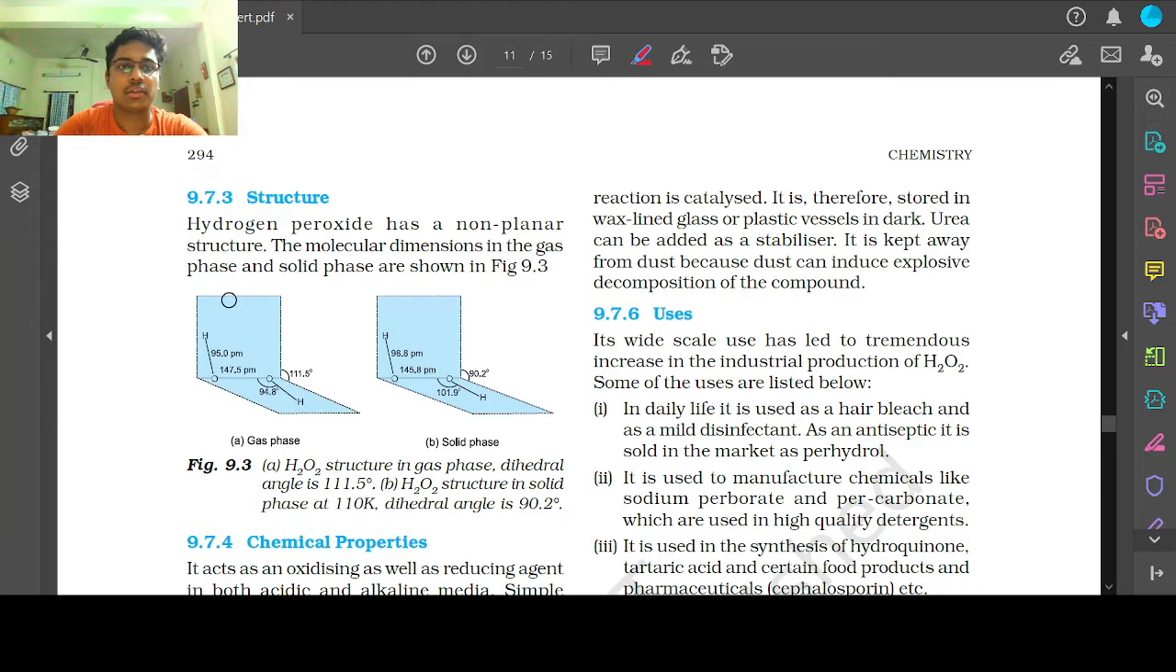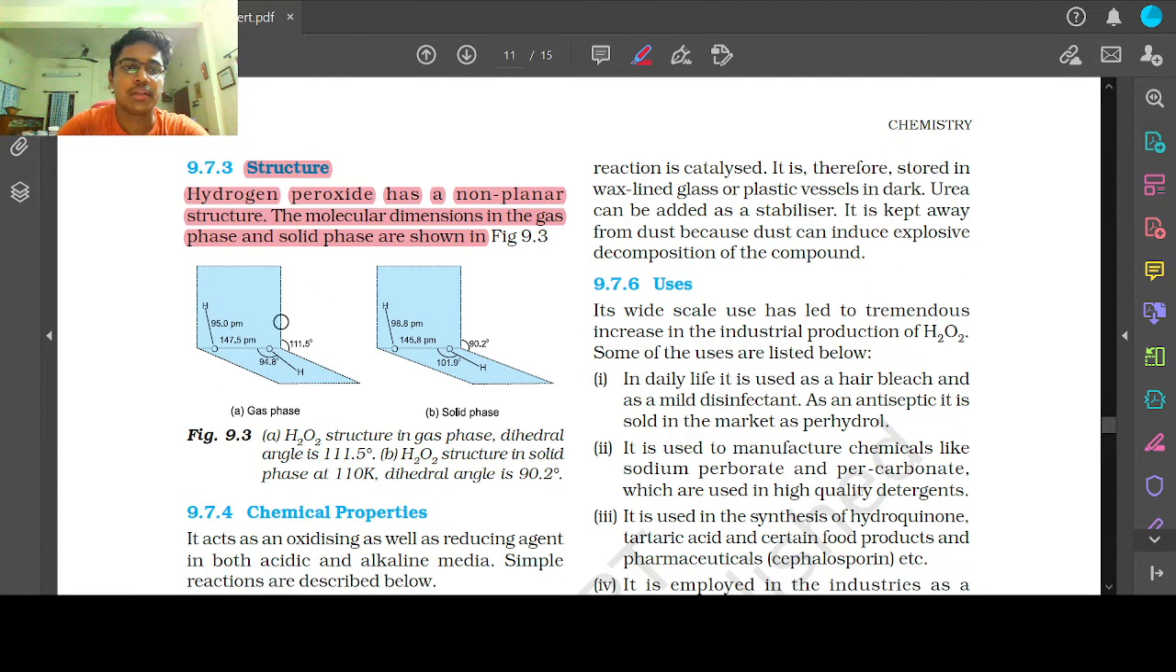Now comes the structure. Hydrogen peroxide is a non-planar structure. The molecular dimensions in the gas phase and solid phases are as shown. It has an open book-like structure. Remember the term: it is an open book-like structure.